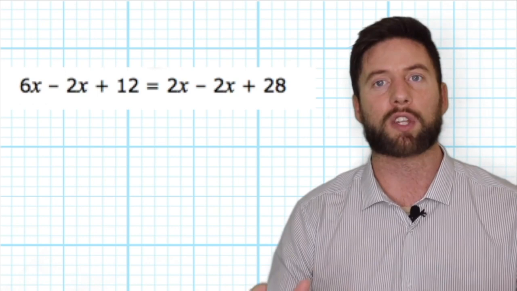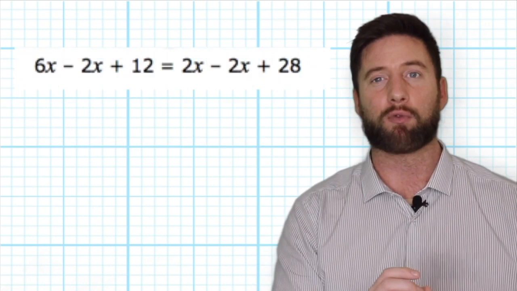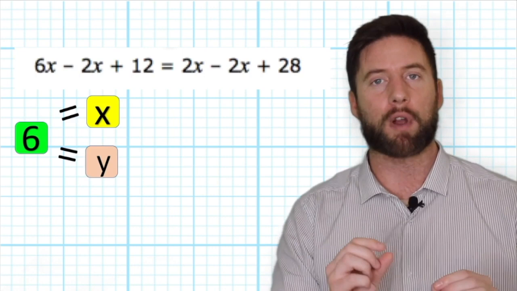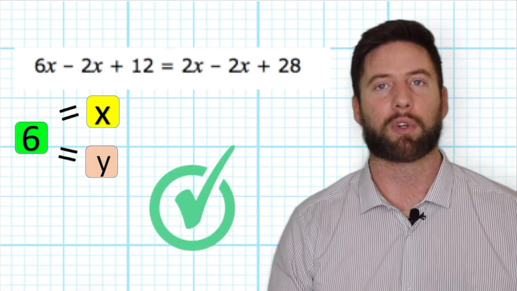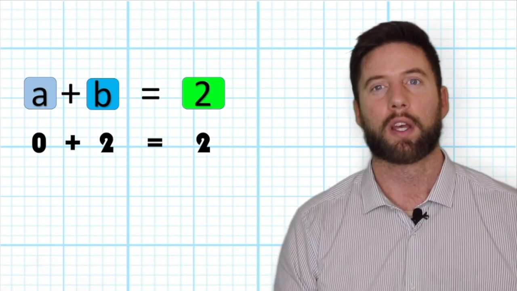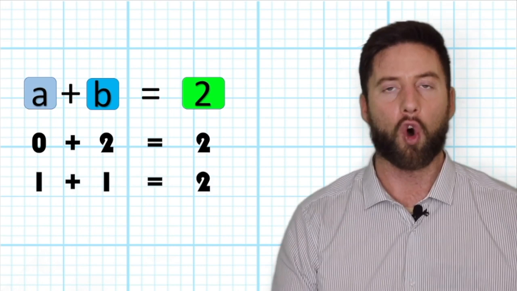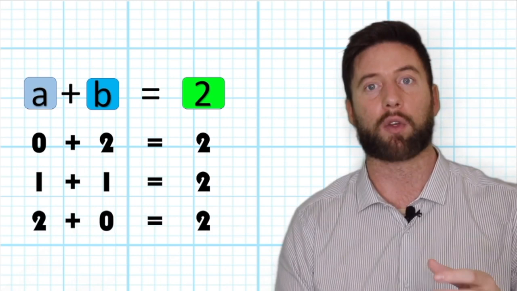Okay, so we know that we cannot have the same letter representing two different numbers. But what about the other way around? Can one number be represented by two letters? Yes, we can. And here's a good example. Let's say we have the equation a plus b equals 2. Now, a could have the value of 0 and b could have the value of 2. Or a could have the value of 1 and b could have the value of 1. Or a could have the value of 2 and b could have the value of 0.